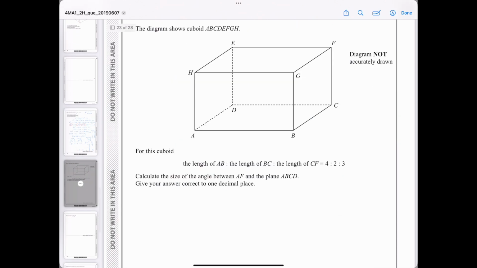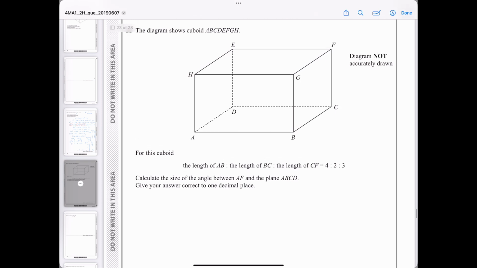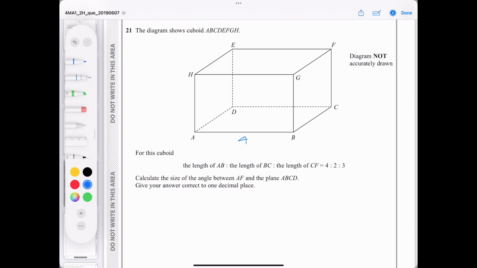Right, next one. This is 21. The diagram shows a cuboid A, B, C, D, E, F, G, H. And for this cuboid, the length AB is in the ratio 4, to the length BC, which is in the ratio 2, to CF, which is in the ratio 3. Find the size of the angle between AF and ABCD.